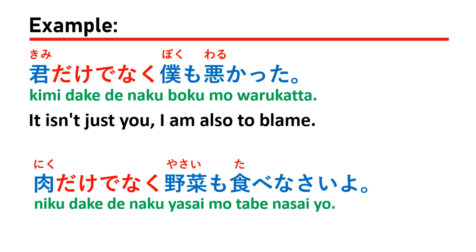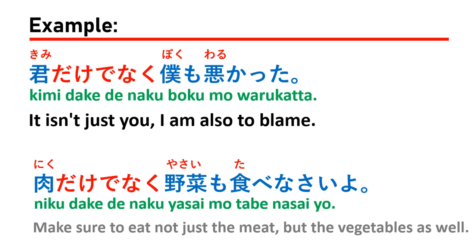肉だけでなく野菜も食べなさいよ。Which means make sure to eat not just the meat but the vegetables as well. That means you should not eat only meat, but you should eat both meat and vegetables together, right?